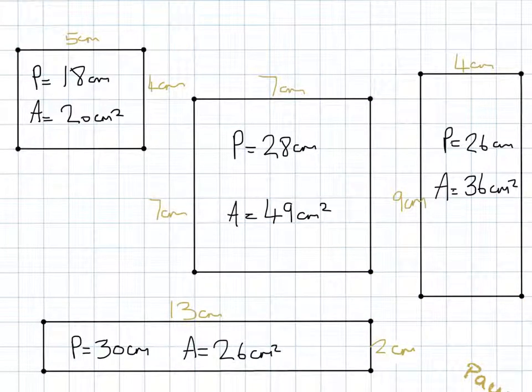Here are your lengths and widths as well as answers for all 4 of the rectangles. Notice at the bottom that the area is smaller than the perimeter, and that's different from all of the other rectangles in the piece. Hopefully you've got them all done, and they are correct. Well done if all of your answers are correct.